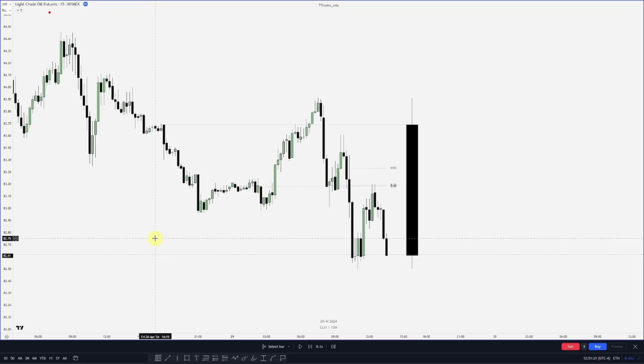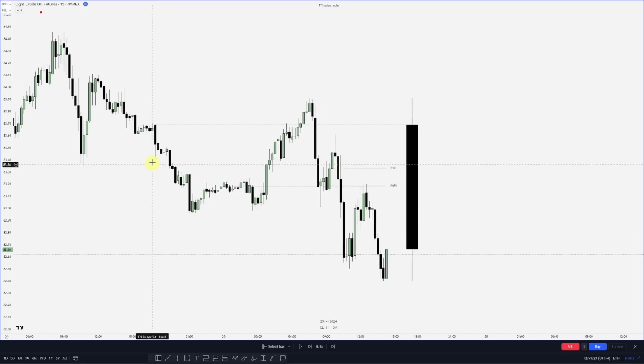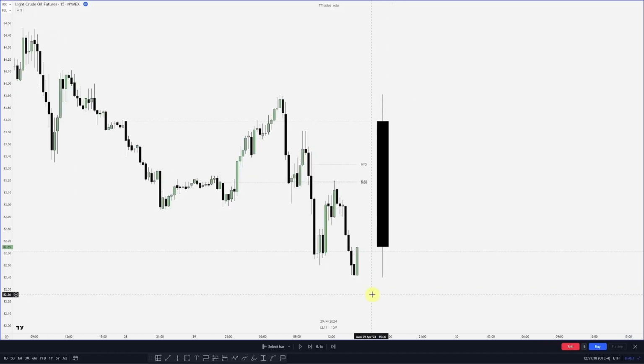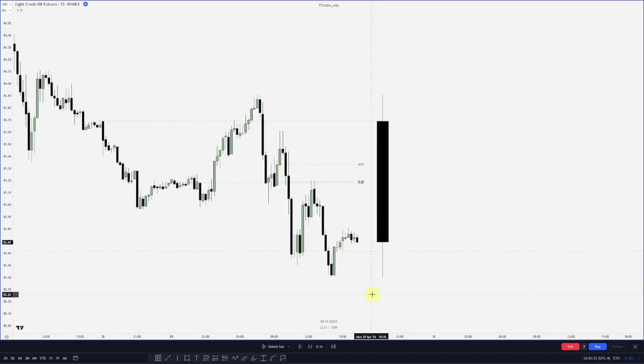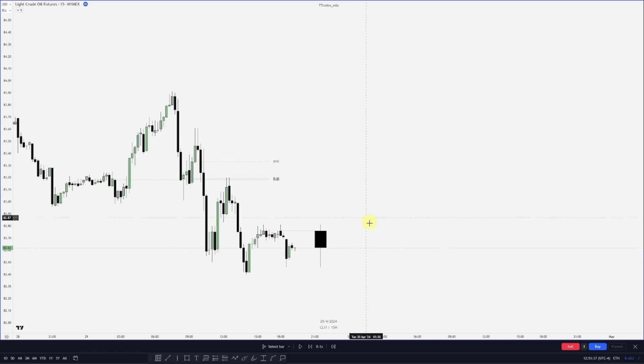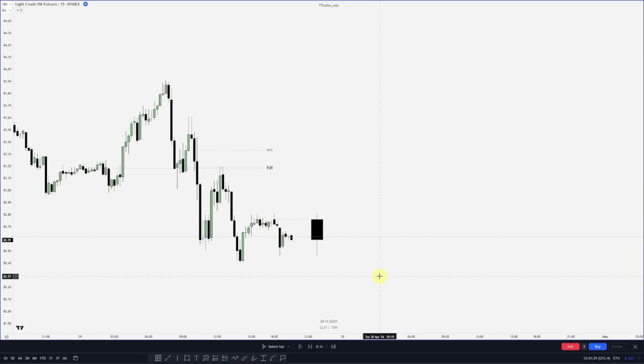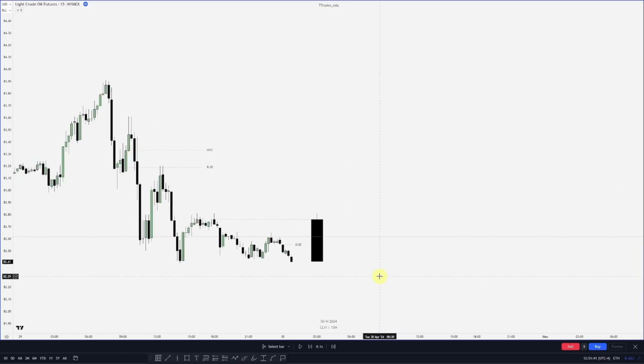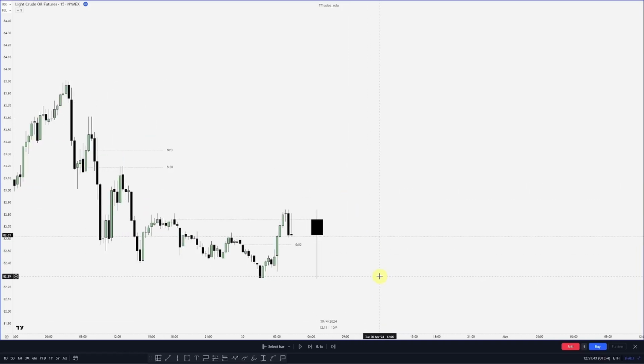And then we get the continuation lower. So you can see open, we made a high, one directional move, make a low, and then close. So let's continue this into the next day. If we're still bearish, what do we want to see? Open, high, low, close.